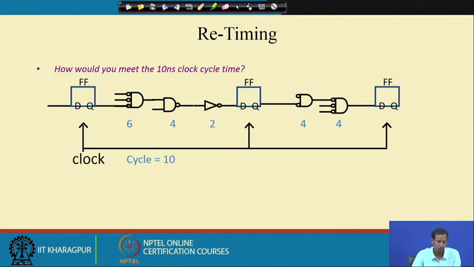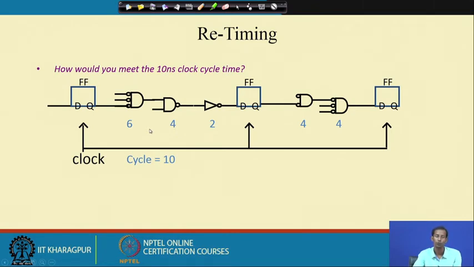Now, another thing. Suppose here we have one circuit. It asks how would you meet the 10 nanosecond clock cycle time for this particular path? That means, when the clock cycle will be 10 nanosecond. As you see in this particular path, it is register to register. There is one combinational circuit which is taking 6 plus 4 plus 2, that means 12 nanosecond, and this particular path is taking 4 plus 4, which is 8. So, can I set the clock cycle period as 10? If I do that, as this time requirement is 12, this circuit will fail to work.